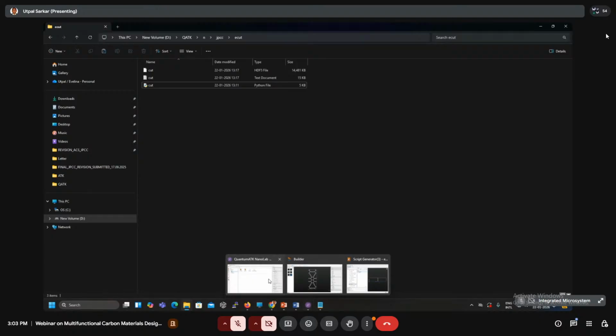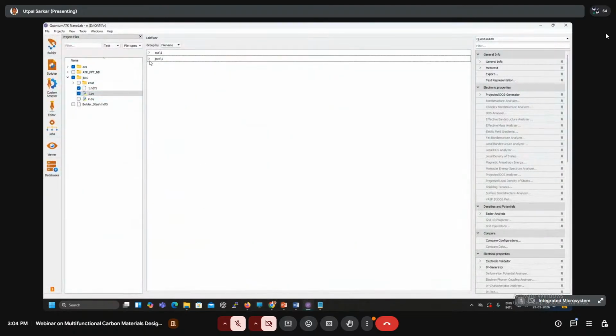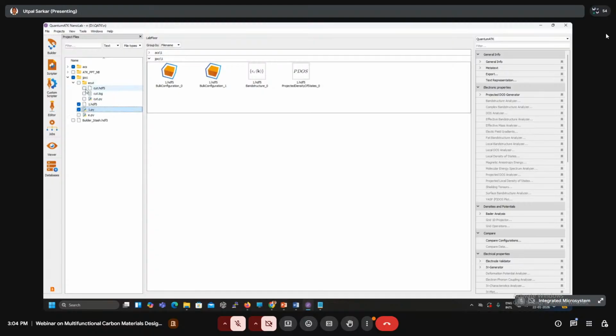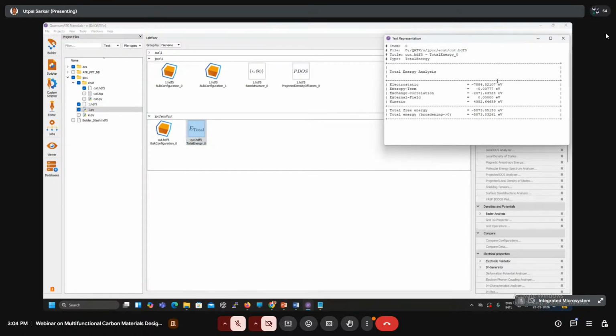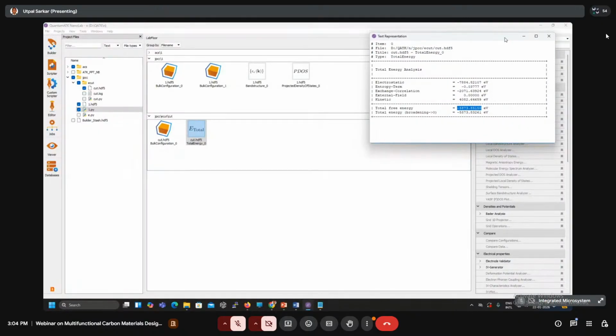Sorry, actually I can show you the log file for the PNL also. So you can see here, if you click in the HDF file, you can see a flag. Here you will see the total energy, and you go to the text representation, you will see the total energy. You have to monitor this total energy. We are just looking for the saturation up to the 3rd decimal point, so that the change in the total energy should be negligible.